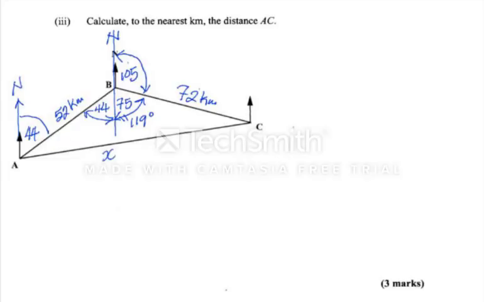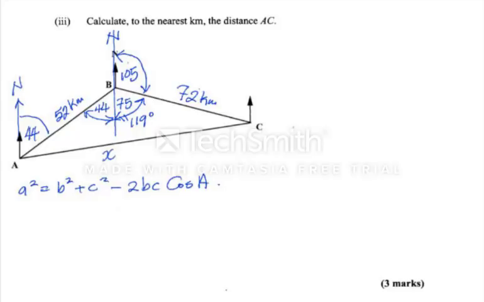Ladies and gentlemen, if you know two sides of a non-right angle triangle and the inclusive angle, and you wish to find the length of the third side, you must use the cosine rule. Now, the cosine rule says a squared is equal to b squared plus c squared minus 2bc cosine A.